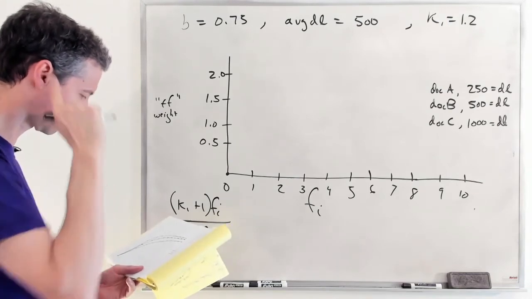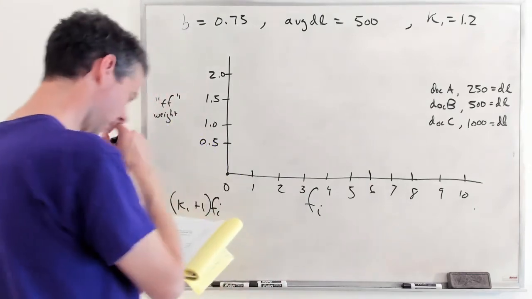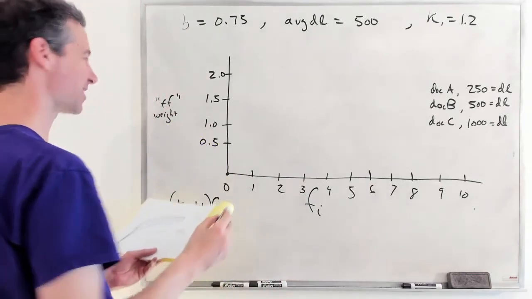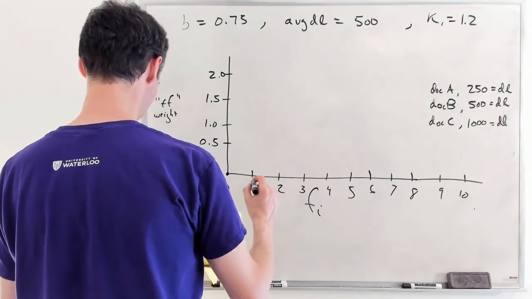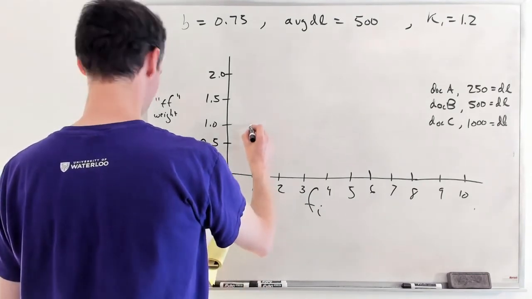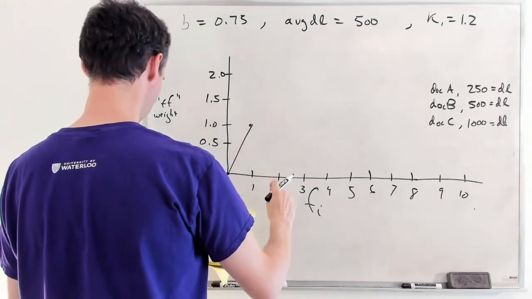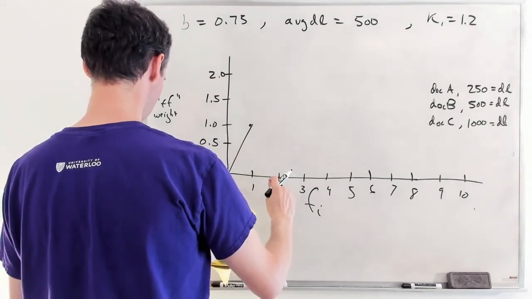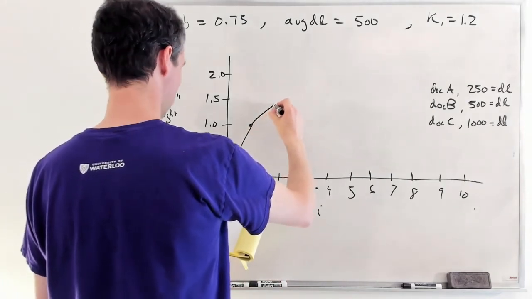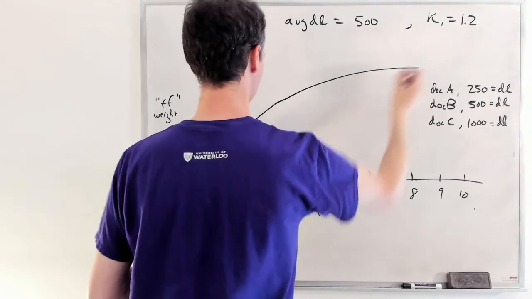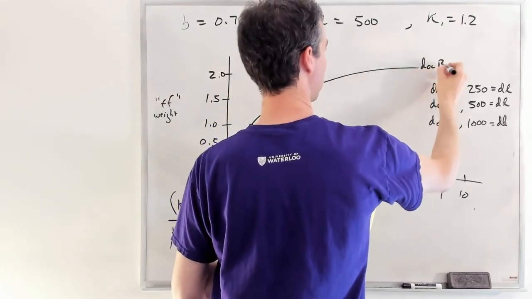Makes me wonder if I drew it correctly. I can only believe myself here. I'll just trust myself. So 1 to 1. So this and then about here. And this is doc B.